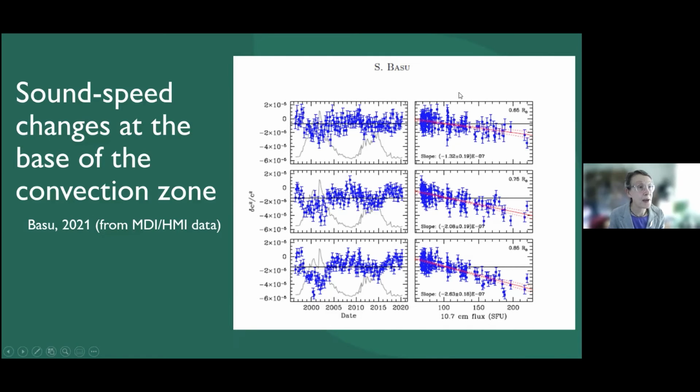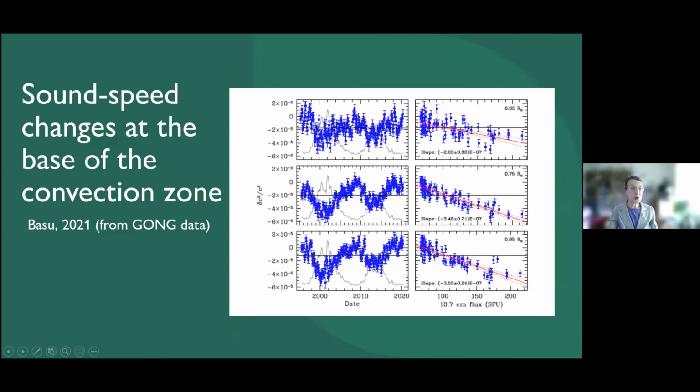That's from MDI and HMI, and that's from GONG, which looked a bit more convincing because it's oversampled, but they carefully didn't use the oversampled data for the scatter plot there. Yeah, that was quite good. So that's promising work, I think, that shows that maybe you can detect some change in the sound speeds with the solar cycle at the bottom of the convection zone, not just at the surface.